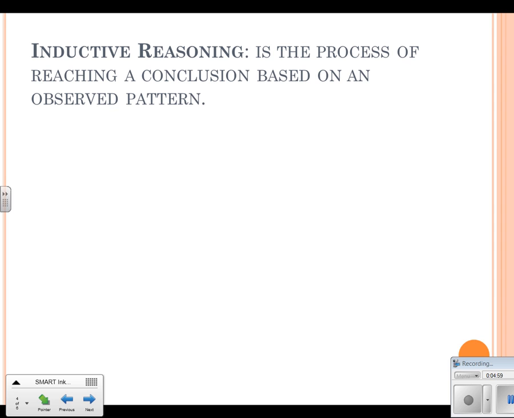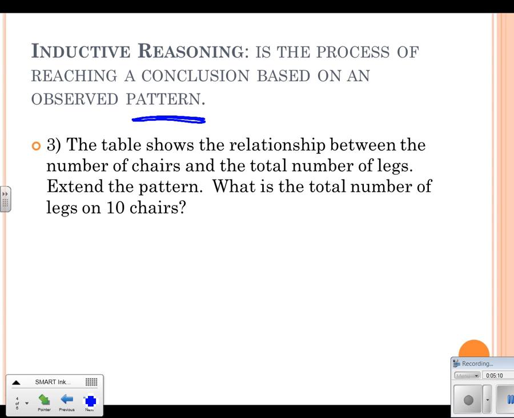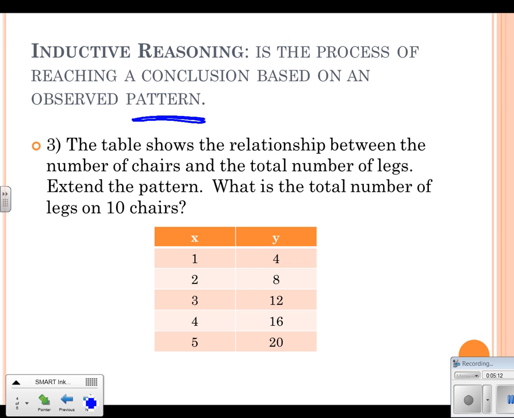Inductive reasoning is the process of reaching a conclusion based on an observed pattern. So we're really looking for patterns, and you're going to hear me talk about this a lot in algebra this year. The table shows the relationship between the number of chairs and the total number of legs. Extend the pattern. What is the total number of legs on 10 chairs?